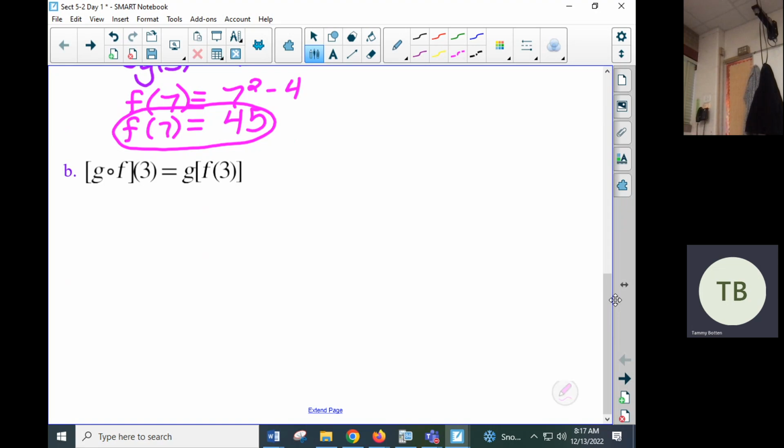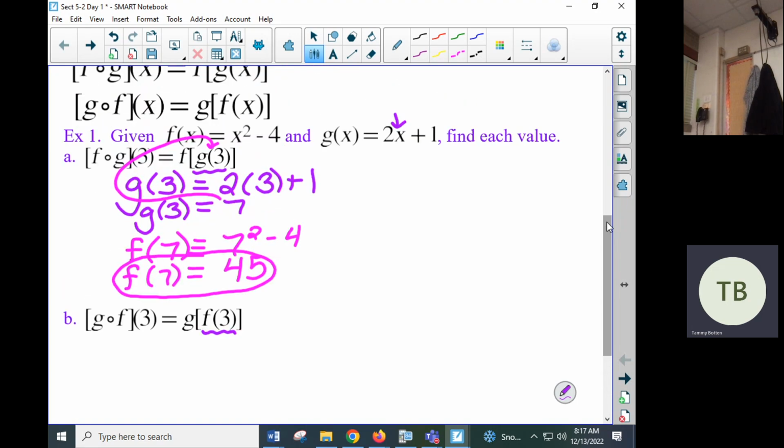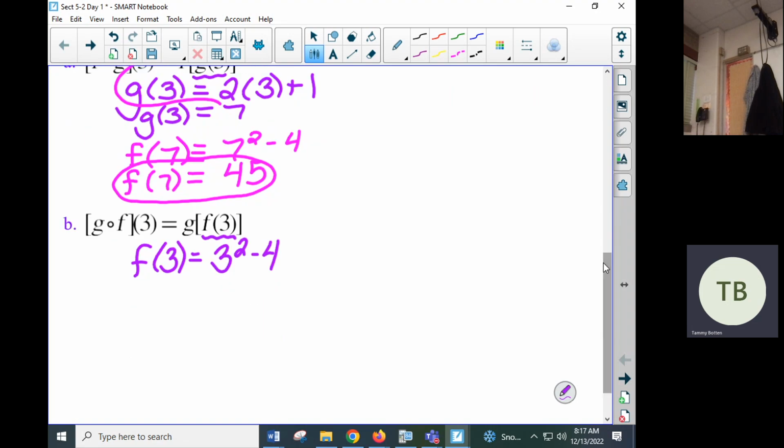So if we go down here again, I always rewrite them. The g in this case would be outside. The f of 3 would be in brackets. You always start with the brackets. So what that is telling you is take your f of x function this time and put 3 in for x. So if I do f of 3, it's going to be 3 squared minus 4. And 3 squared minus 4, 3 squared is 9, 9 minus 4 is 5. So f of 3 is 5, okay?